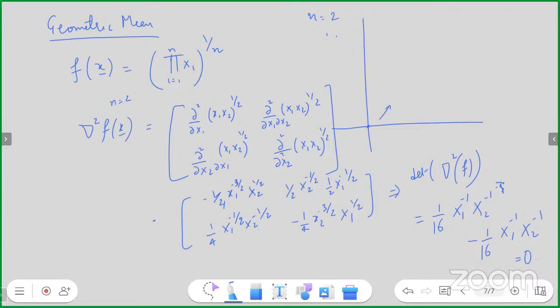So what you really need to check is, once you have this, don't jump to taking the determinant. Multiply a vector and try to see what happens. So Y transpose this times Y, and try to show what happens. Then you will get what you want: that it is less than or equal to 0 for all possible Y.